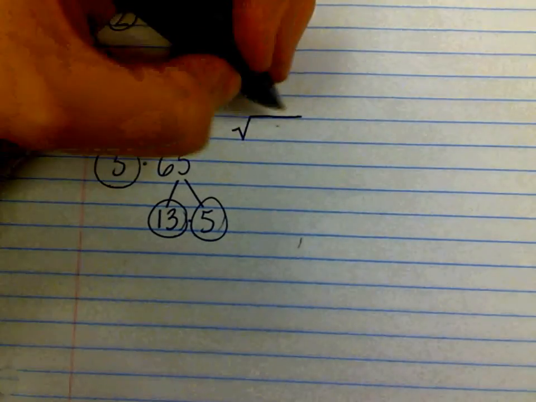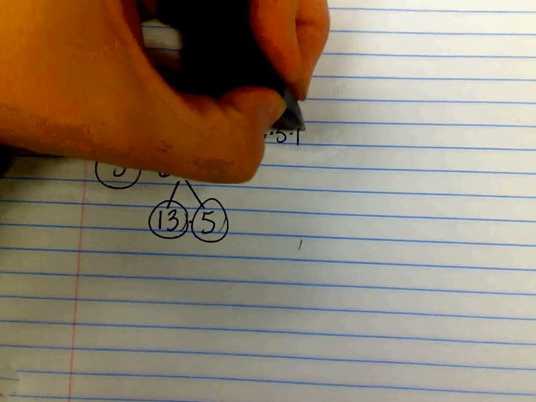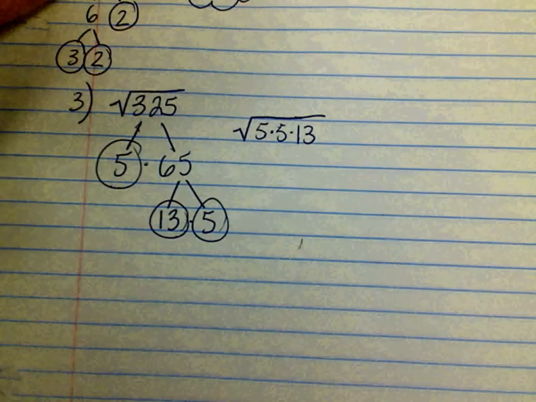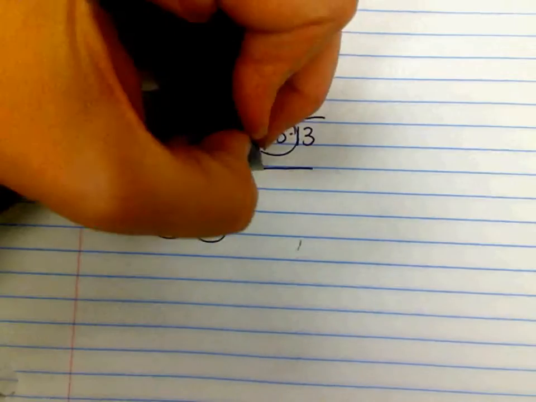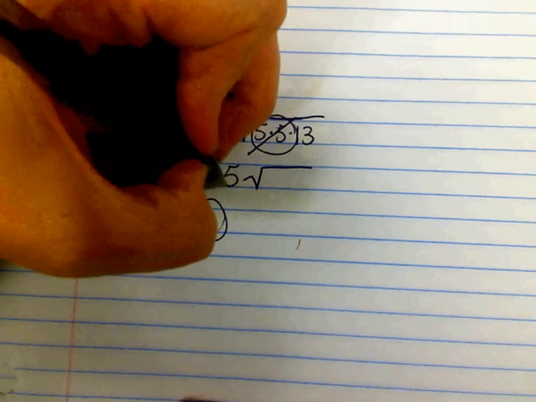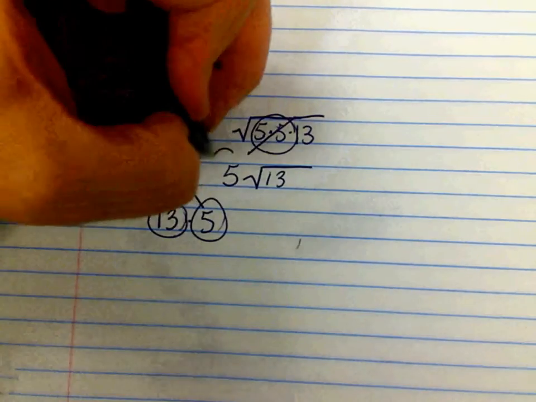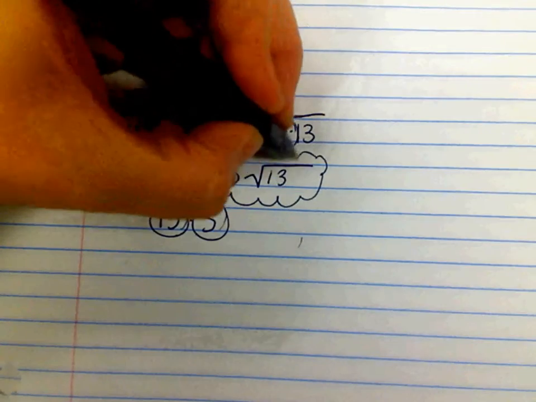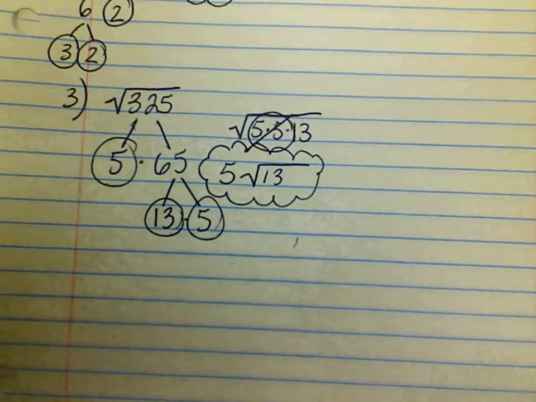Put your prime factors under your radical. 5 times 5 times 13. Okay. You got a group of 5s here. Cross it out and put 1 5 on the outside. 13 stays in. Your answer is 5 root 13, or 5 times the square root of 13.